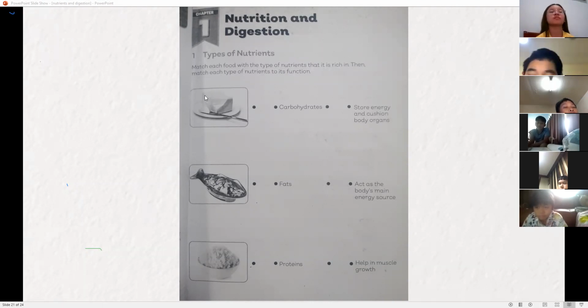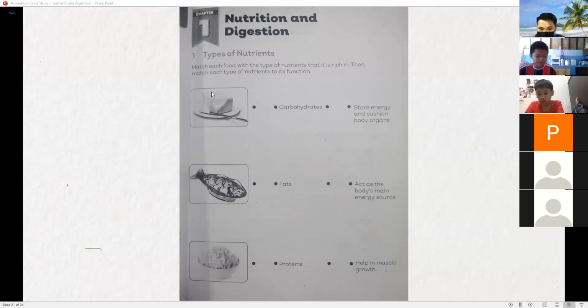First, what is this? What is the first picture? Butter. Okay. So what is butter? Carbohydrates, fats, or proteins? Fats. Okay. Now you connect the dot to the fats. Next, fats. What is the meaning of fats? For energy and function of body organs. Okay. So you will connect it like this. From this to this. And then fats here to here. Understand?